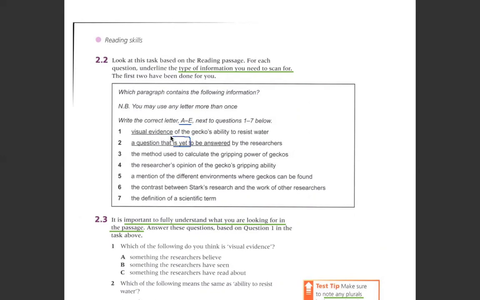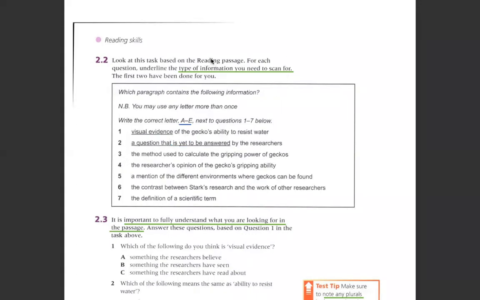This is yet to be answered. Does that mean the question has been answered or hasn't been answered? So has the question been answered? Yes or no? Type in the chat box. If I say is yet to be answered, has it been answered already? Yes or no? Yeah, not yet, right. So it's another way of saying a question that hasn't been answered. Okay, have a look at number 3.